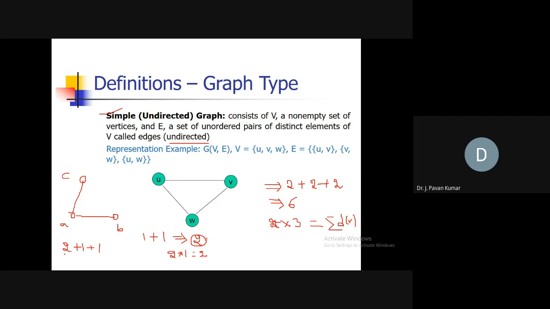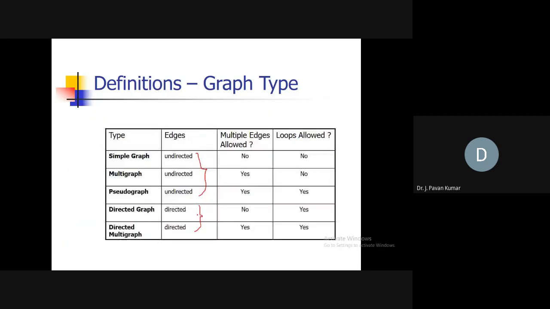Degree of B is 1. So the total will be 4. And how many edges do we have? 2 edges. So 2 times the number of edges, 2 multiplied by 2, is equivalent to the summation of degrees of all the vertices. This is called the handshaking theorem.